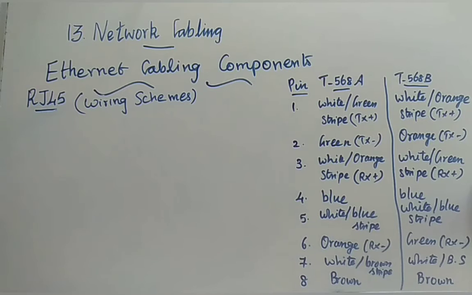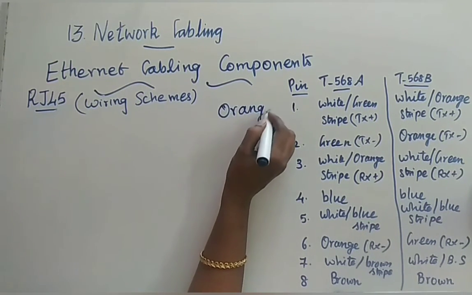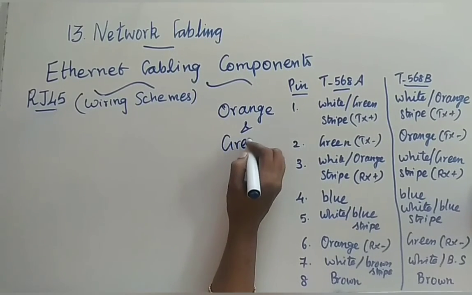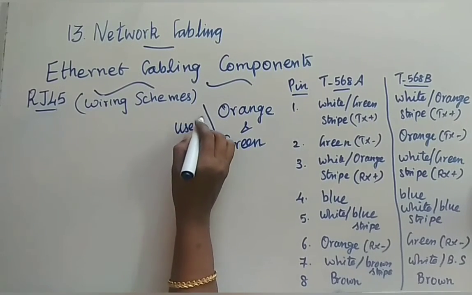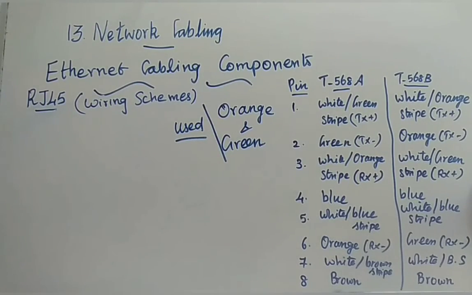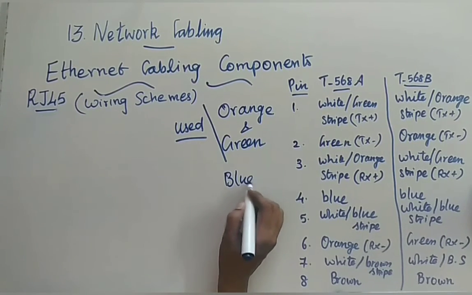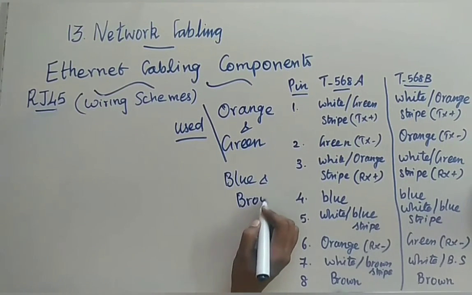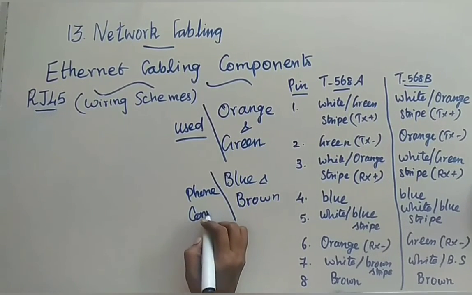you already have 4. How many colored wires do you have? 8 wires. But in that, only 2 pairs are mainly used, that is orange and green. These 2 colors are mainly used. Similarly, blue and brown are mainly used for phone connections only.